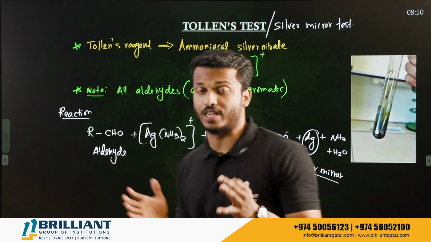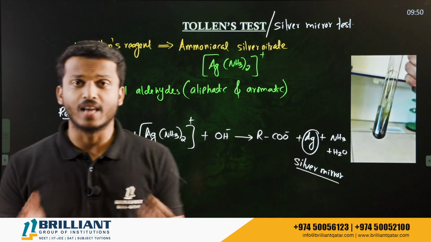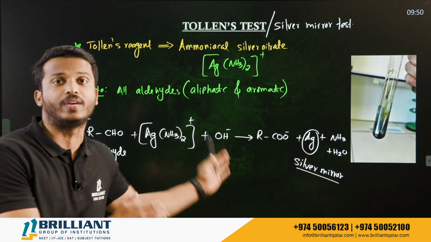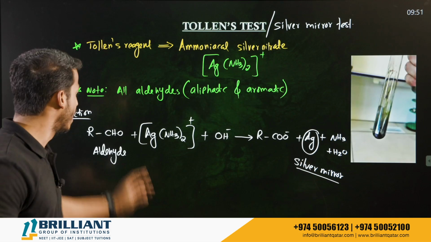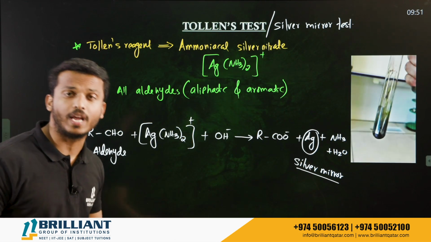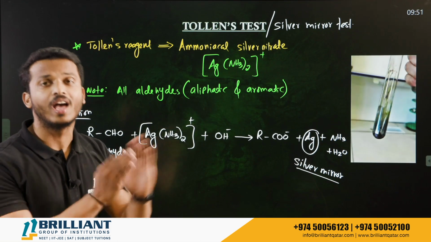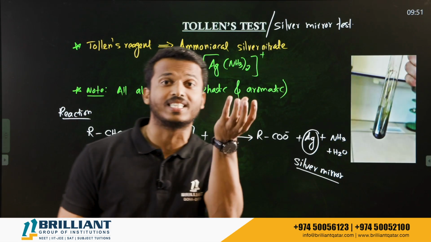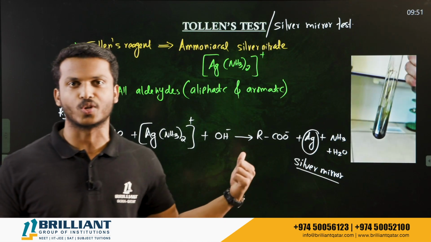So in this case, what is the Tollens reaction? What is happening there? The aldehydes you treat with the Tollens reagent in the presence of a base and you heat it. While heating the system, the aldehyde oxidizes to what? Carboxylic acid. The complex breaks and you will get silver and ammonia along with water. The silver deposits at the bottom of the test tube as a silver mirror. Therefore, this test is also called what?